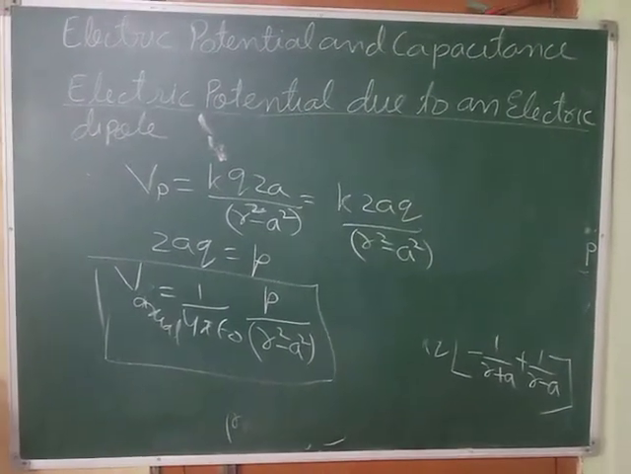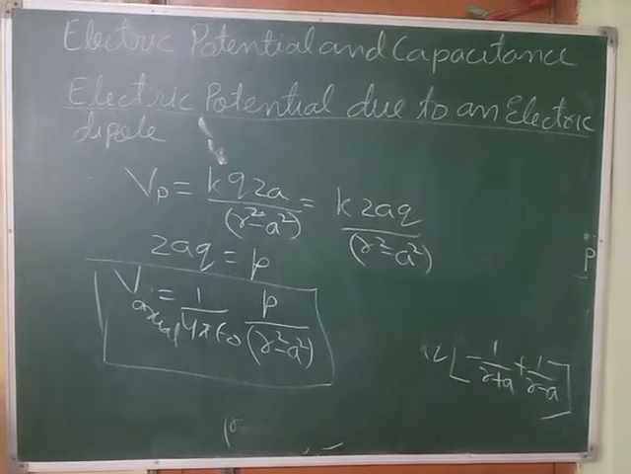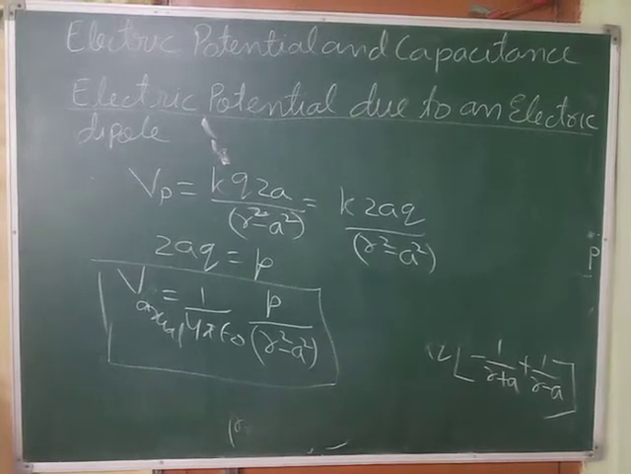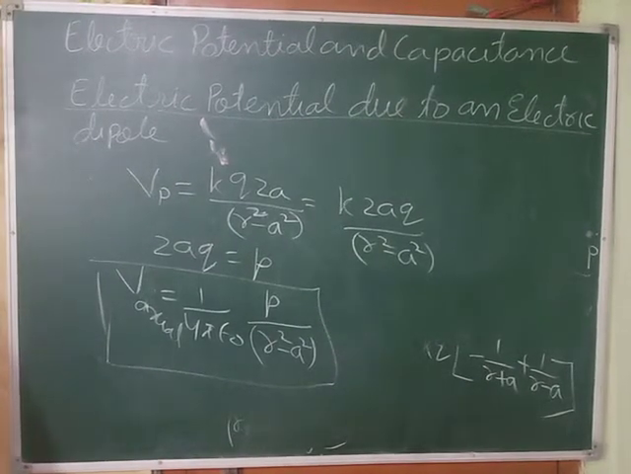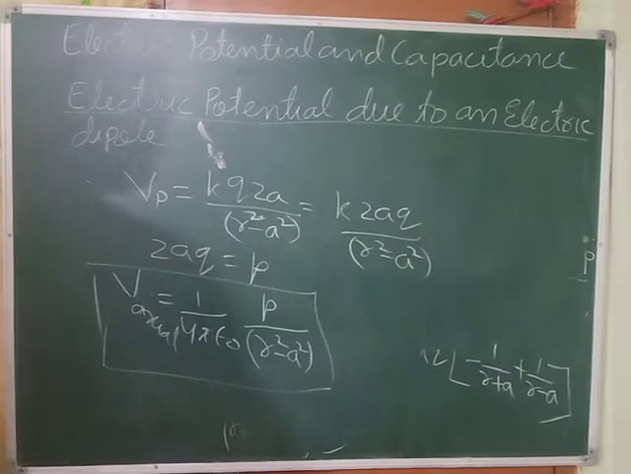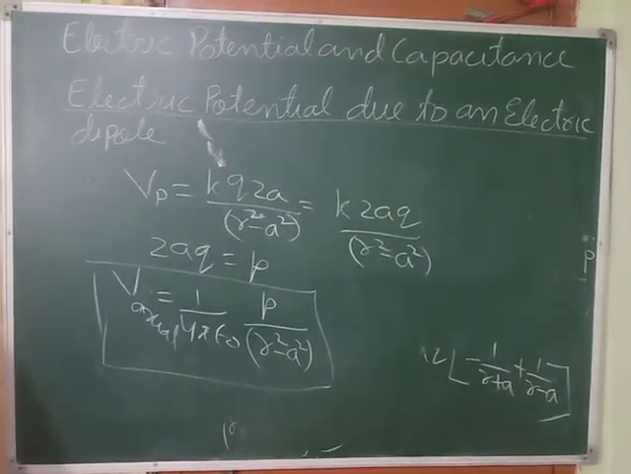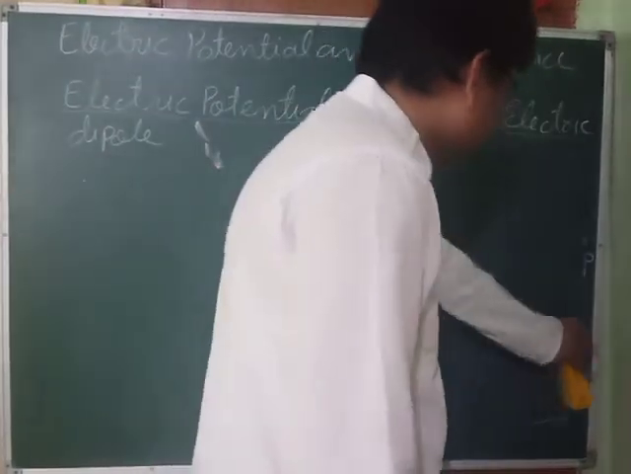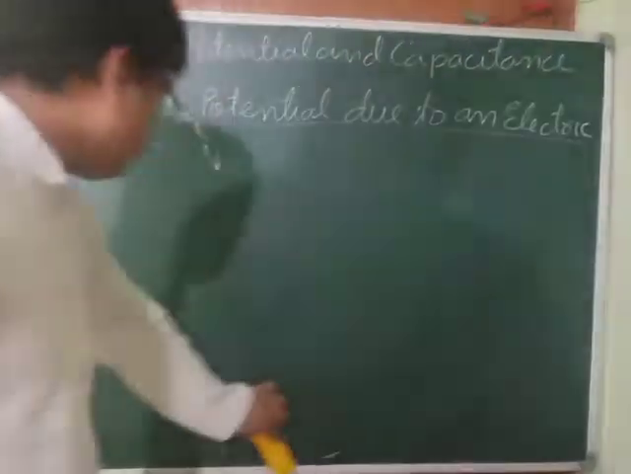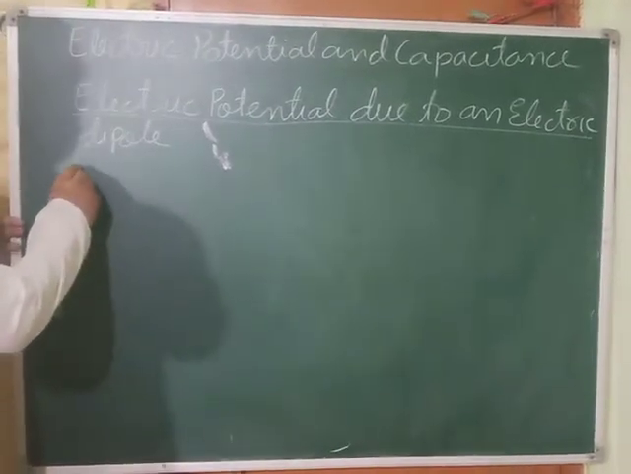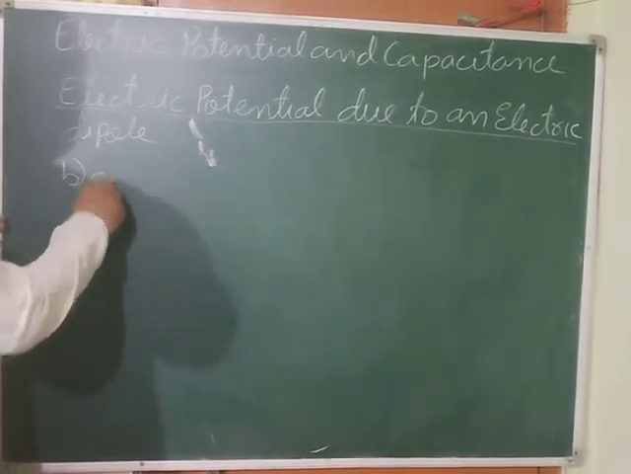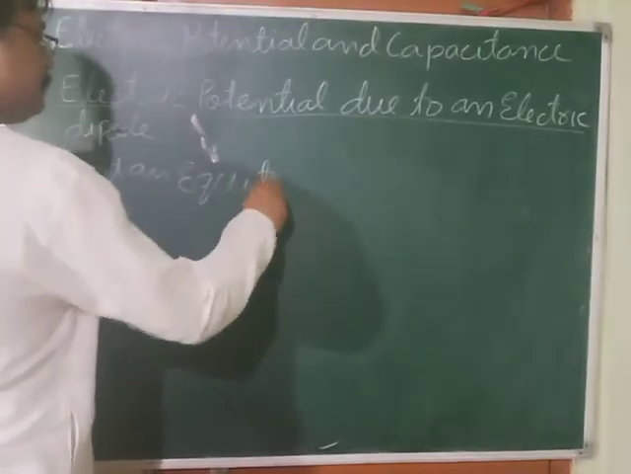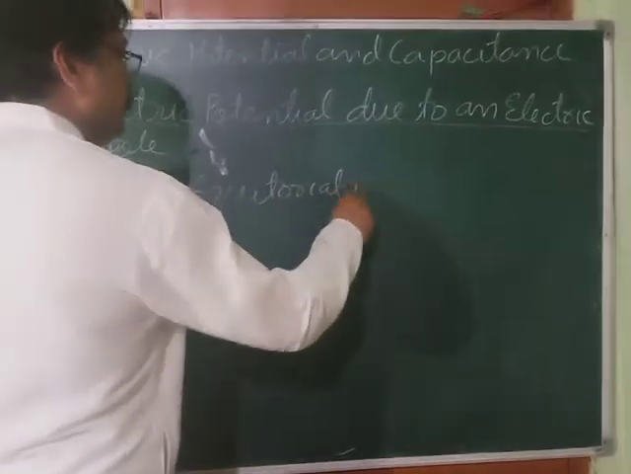Now we have to find the electric potential due to an electric dipole at an equatorial point. So let us go for that. I should rub this, I think. You have done? Okay. Now we will find the electric potential at an equatorial point.